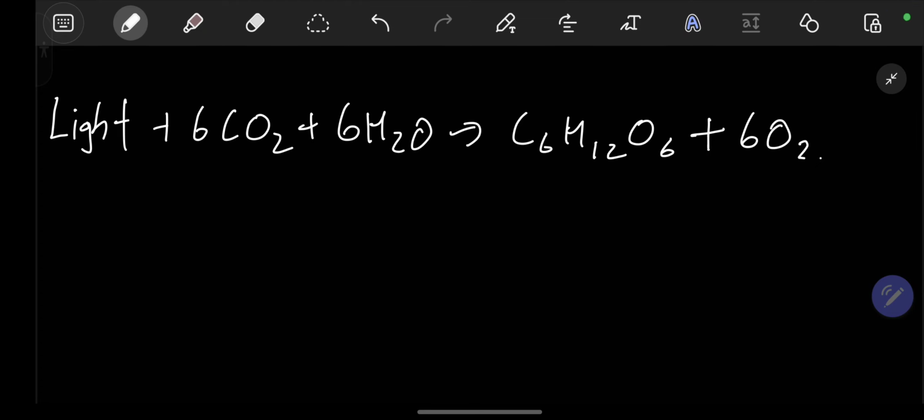Hey guys, I'm going to review an in-depth explanation of photosynthesis today. So let's jump right into it. The basic chemical equation for photosynthesis is light plus 6 carbon dioxides plus 6 waters, which yields 1 glucose, which is C6H12O6, and 6 oxygens.